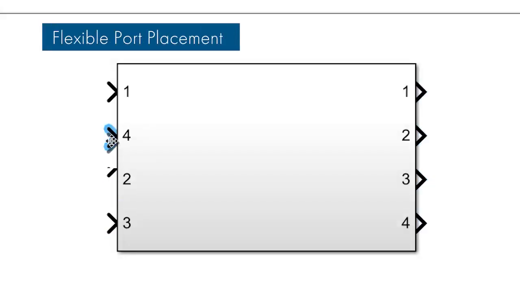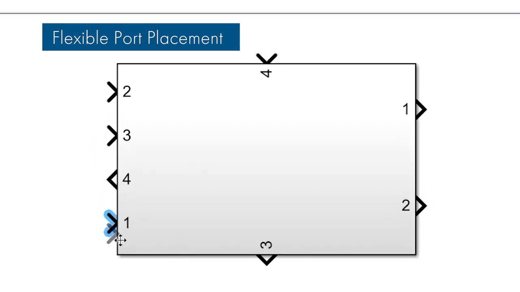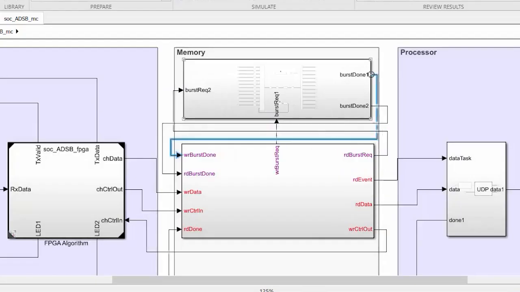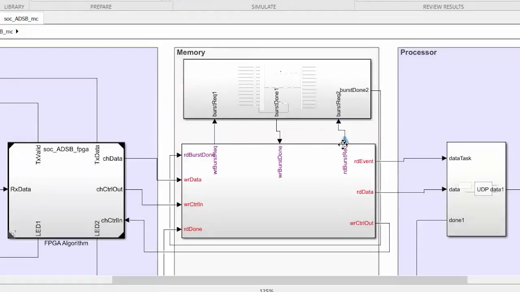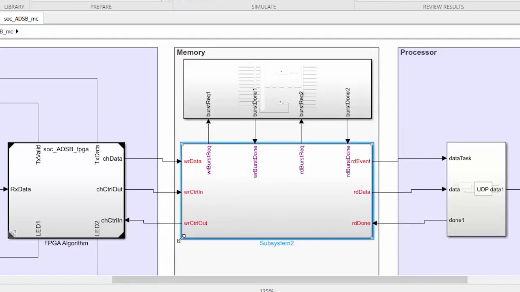In Simulink, you can now locate ports on any side in any order on subsystems, subsystem references, model references, and Stateflow charts. This gives you more flexibility in how your diagram is laid out and makes it easier to reduce the number of overlapping signal lines in your model.